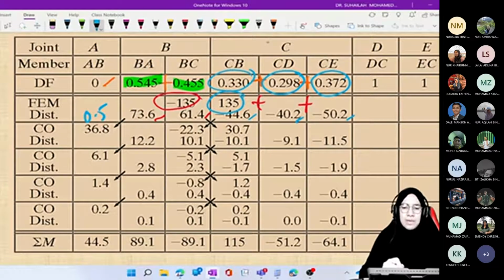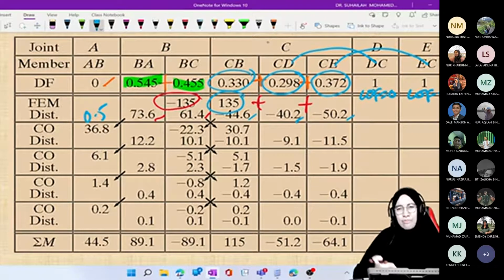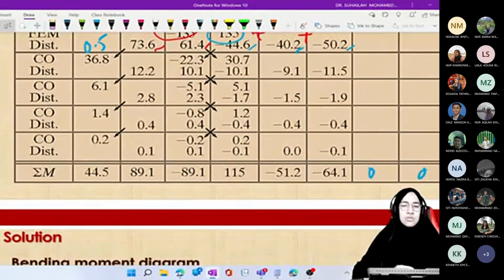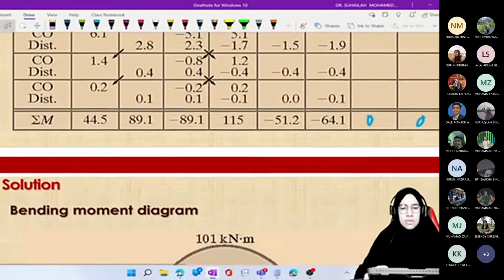BC, CB carry over by multiplying with 0.5. C to B, C to D and C to E. C to D and C to E, because the carry-over factor here is 0, and here is also 0. That is why the column is left blank. There is no moment at D and at DC and EC, so we leave it like this. That's the answer, the total moment.